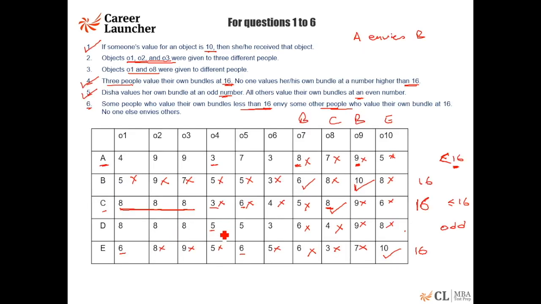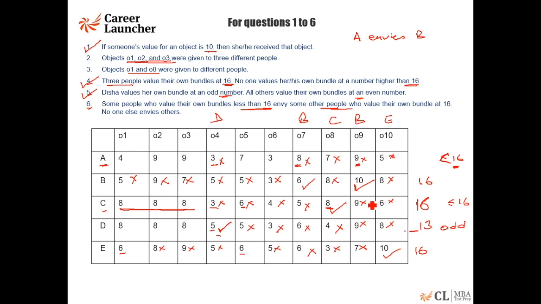If object 04 has to be given to D, I will put a tick out here. That means O4 goes to D. This is also crossed out. Now, if O4 has gone to D, that means this sum has to be odd. So 5 plus 5, 10, not possible. 5 plus 3 is 8, not possible. It will be 5 plus 8, 13. So the only possibility out here is 13.